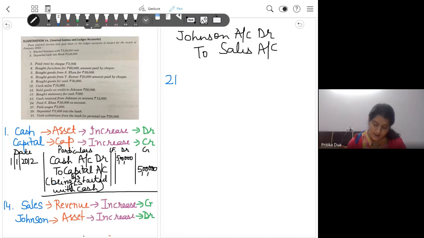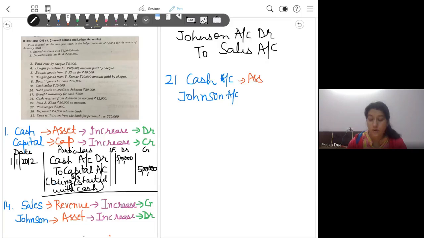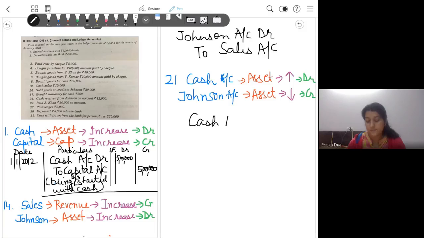Now two accounts involved here are cash account and Johnson account. Okay, cash account and Johnson account. Again, cash account is an asset, while Johnson is also an asset, being a debtor for the business. When assets increase, they are debited, while when they decrease, they are credited. Okay, so in short, I have marked through the arrows. So now the journal entry becomes cash account debit to Johnson account.